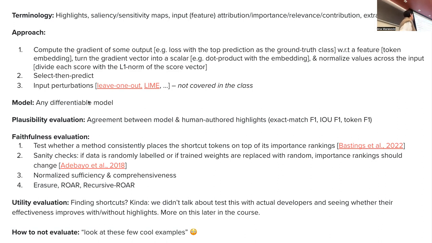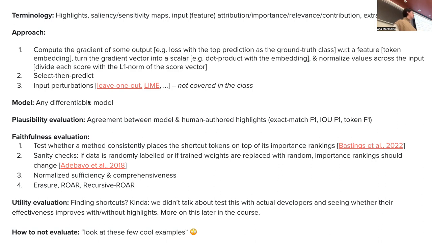We talked about sanity checks. Again, this is an example of a necessary condition, not sufficient, where you check that if your data is randomly labeled or if you replace the weights with random weights, the importance rankings will change. And we have seen in this work that this doesn't really happen because these importance methods actually behave like edge detectors. They are not really giving us the pixels that are important for the prediction, rather these are the edges of objects in the image.